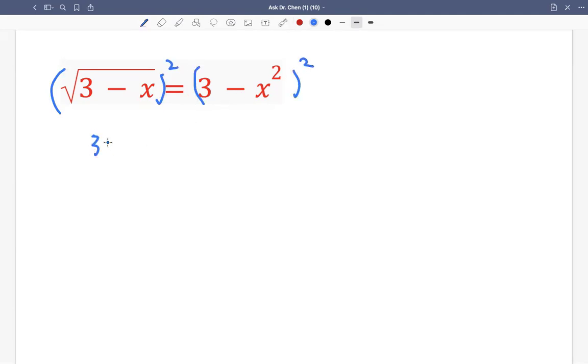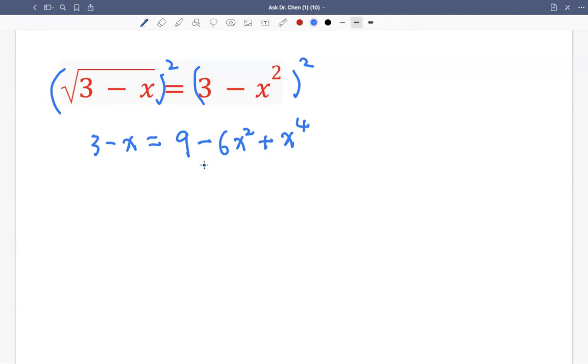Then on the left-hand side, we have 3 minus x, right? Square root, opposite operation, cancel each other. So apply the perfect square formula. We have 3 squared, which is 9, minus, because this is negative, 3 times negative x squared, 3x squared, times 2, 6x squared. Then minus x squared is x raised to the 4.